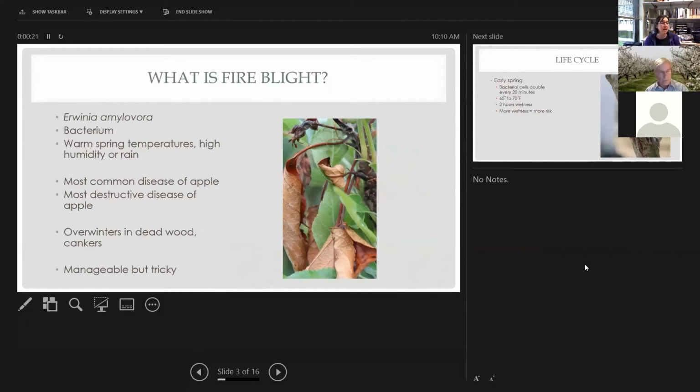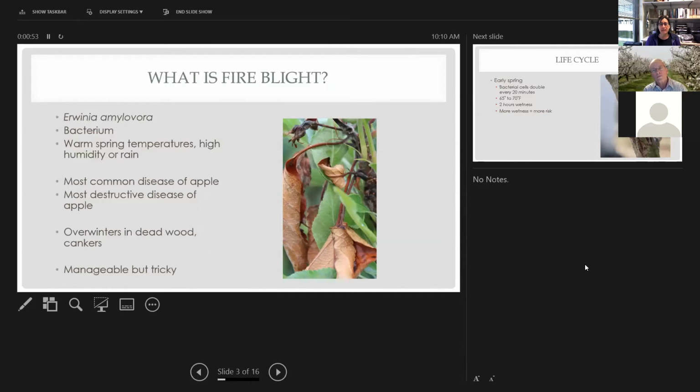So like I said, fire blight is caused by the bacterium Erwinia amylovora. It is a bacterium, it's not a fungus. Most of the other diseases that we battle in apple are fungal. So we're not using a traditional fungicide in the traditional way when we're dealing with fire blight. That's what makes it so tricky. The bacterium is driven by warm spring temperatures and water. That could be high humidity or it can be rain.